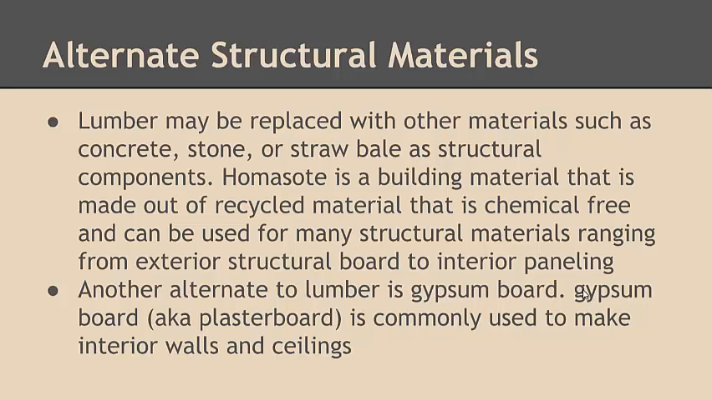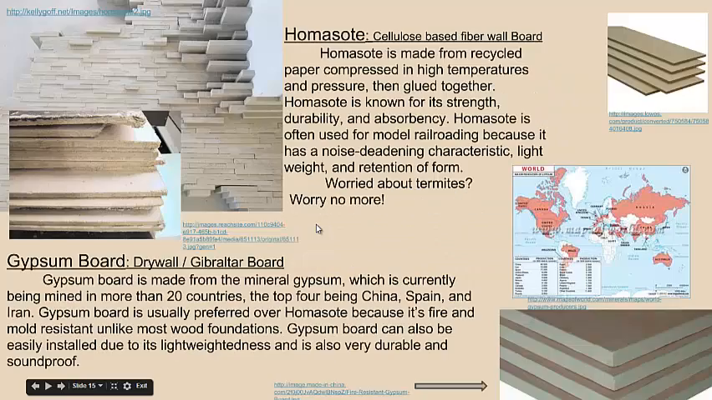Another alternative to lumber is gypsum board. Gypsum board, aka plasterboard, is commonly used to make interior walls and ceilings. And these are the two alternatives, Homasote and gypsum board.